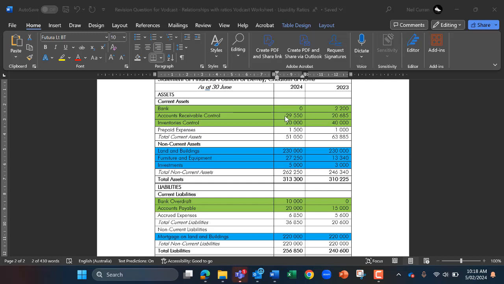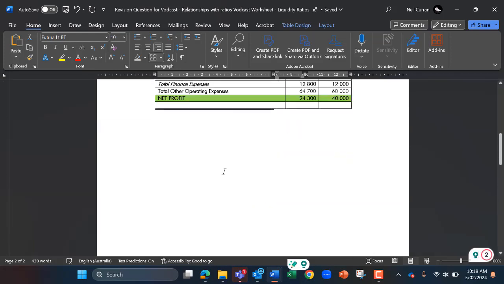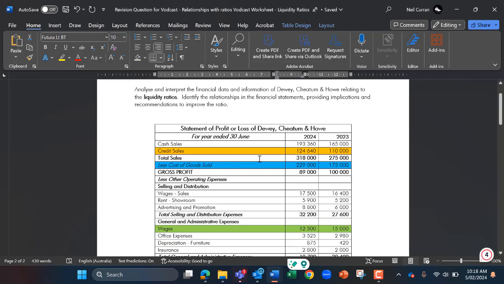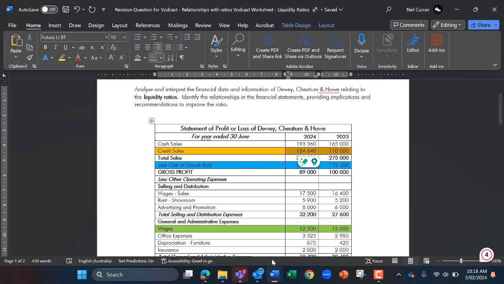Accounts receivable has gone up from 20,685 to 29,550. So we can see here that there will be a corresponding increase in our credit sales. So if we go to the statement of profit and loss, we can see here our credit sales has gone from 110,000 to 164,640.